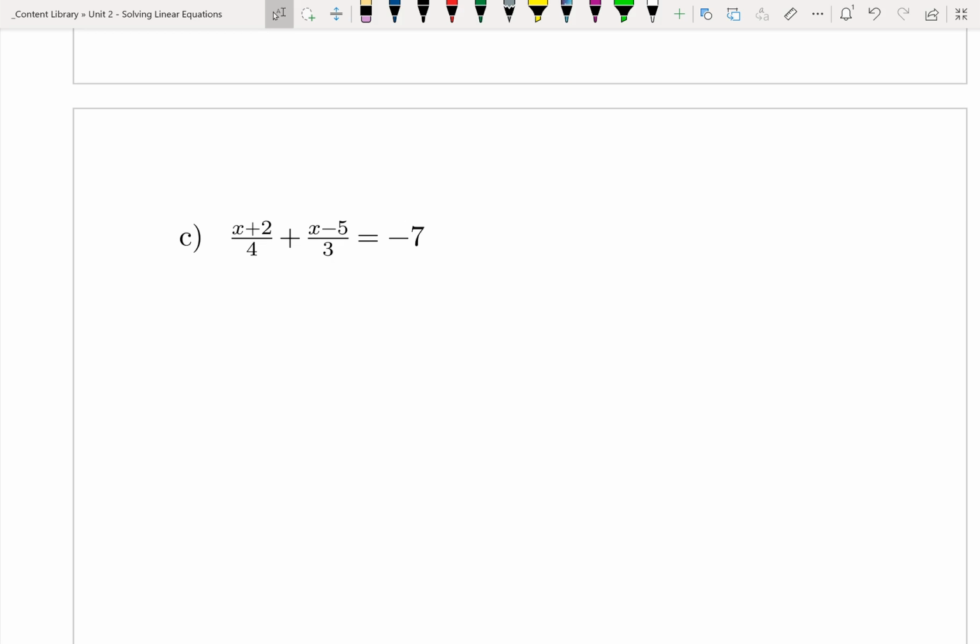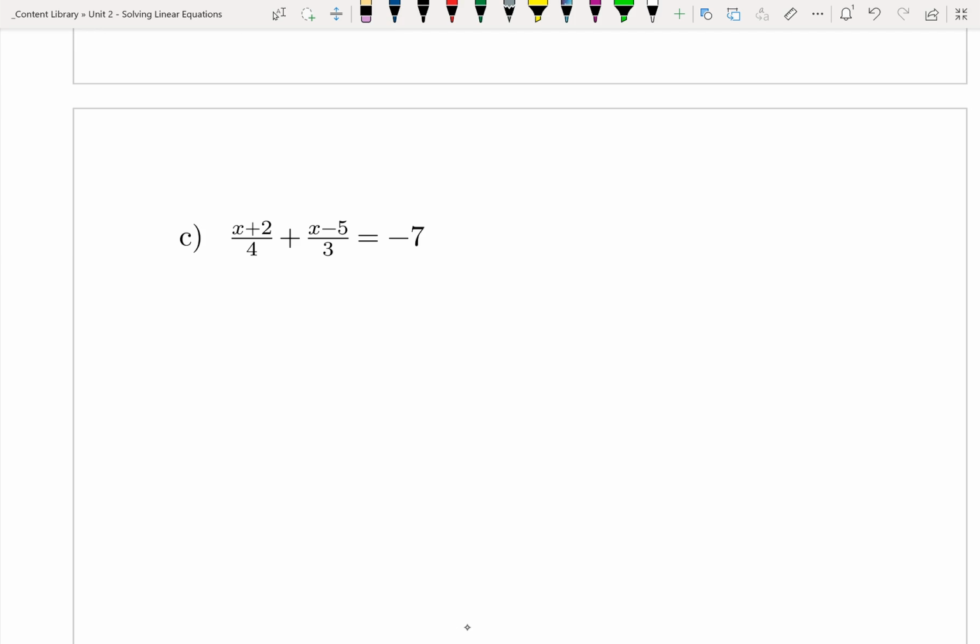What we can do here is one of two things. We could get common denominators and add these together, or we can just work on getting rid of the fractions. Let's get rid of the fractions because, again, most people don't like working with fractions. They just tend to make things a little bit messy.